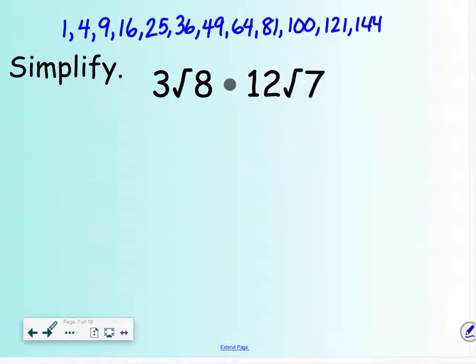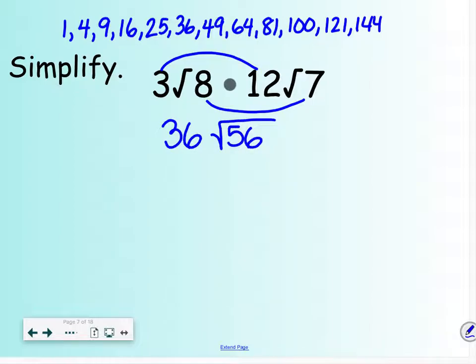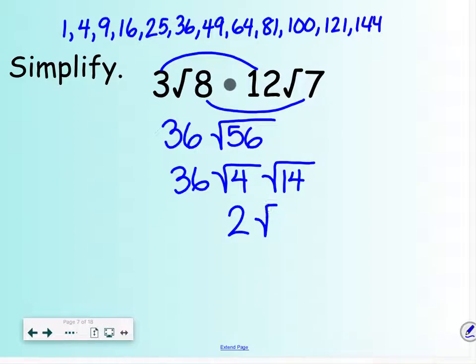Similar to the last one, so I can multiply 3 times 12 is 36, multiply the ones under the root to get 56. And then 56, if I simplify it, the biggest perfect square factor is 4, so 4 times 14 and I've got my 36 here. The square root of 4 is 2. So 36 multiplied by 2 is 72. So 72 times the square root of 14.